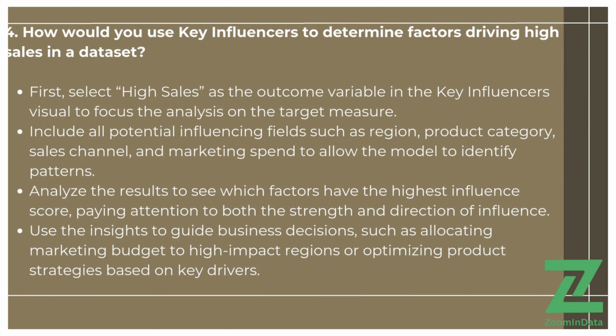Fourth question: how would you use key influences to determine factors driving high sales in a dataset? First, select high sales as the outcome variable in the key influences visual to focus the analysis on the target measure. Include all potential influencing fields such as region, product category, sales channel, and marketing spend to allow the model to identify patterns.